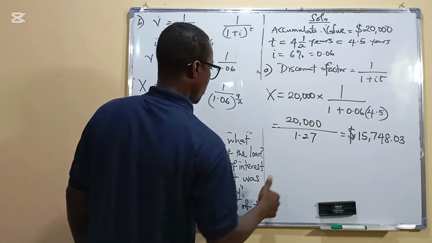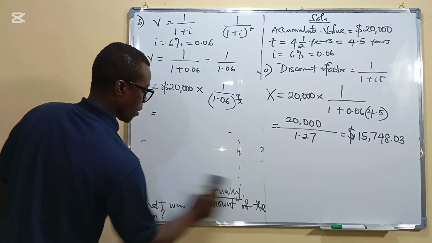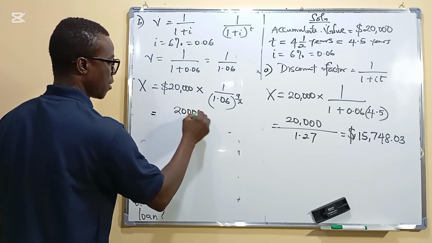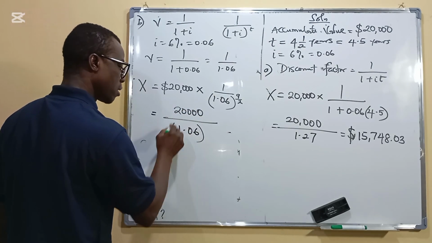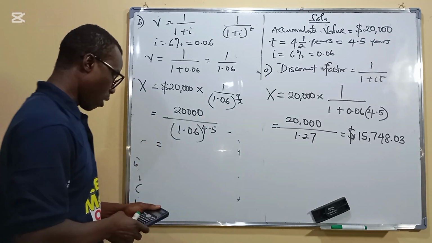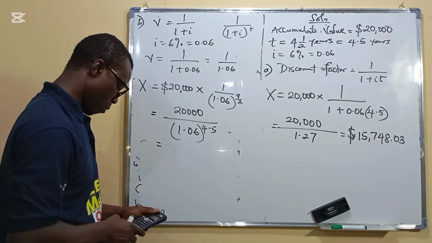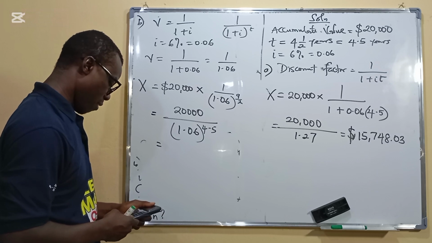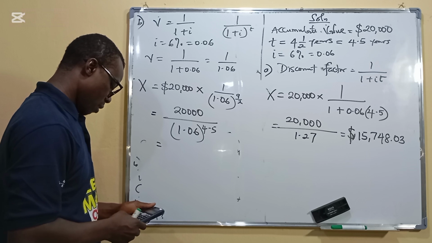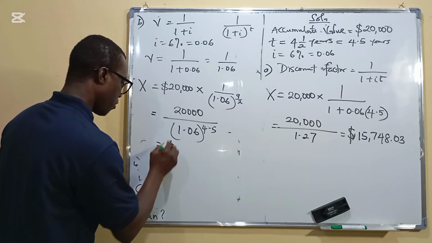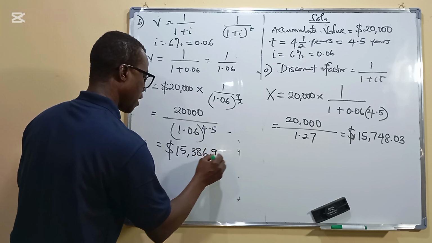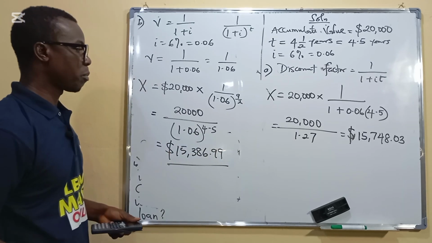And when I calculate that, what I'm going to have is 20,000 over 1.06. This can still be, of course, what I have here, 4.5. So I'm going to have 1.06 raised to the power of 4.5. And then 20,000 divided by the answer. So I'm going to have 15,386.99. So this will be the present value.